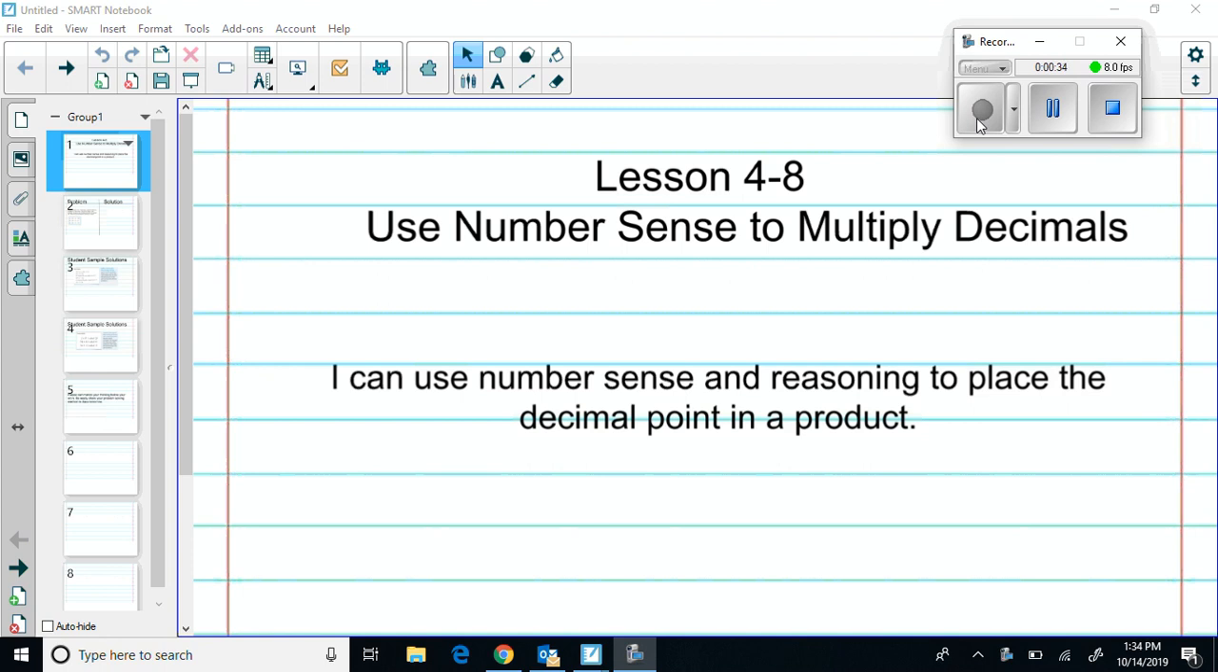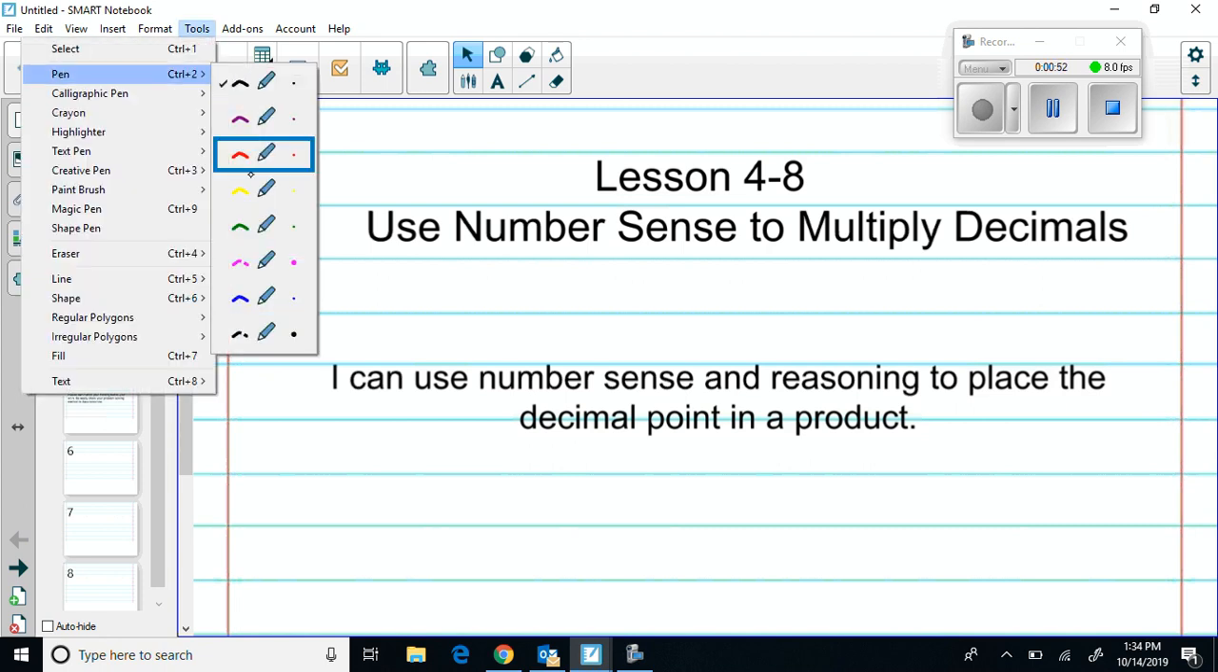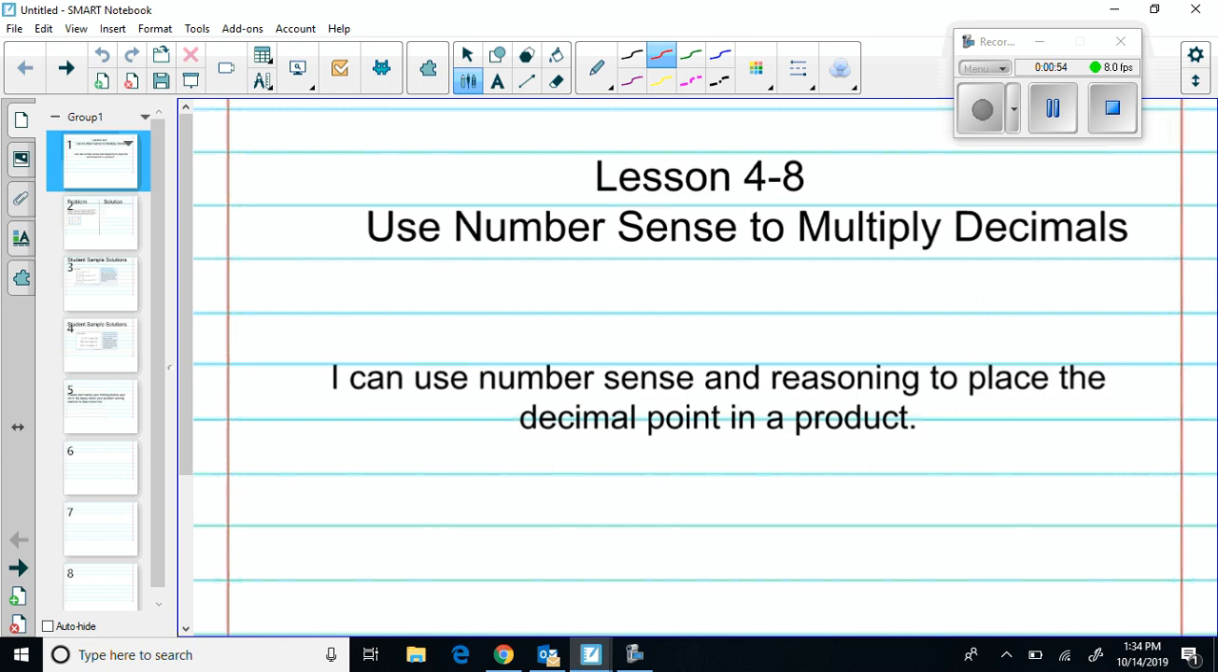So welcome back. Thanks for writing the title, use number sense to multiply decimals, and your I can statement. What it means to use number sense and reasoning to place the decimal point in the product is you're going to be using... I need to put my pen on. I love this lesson because it really helps you make sense of it all. So I want to do a little pre-teaching here.